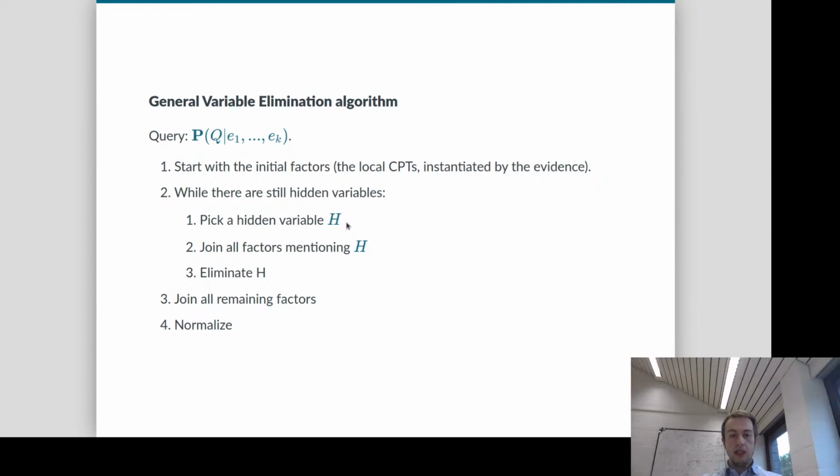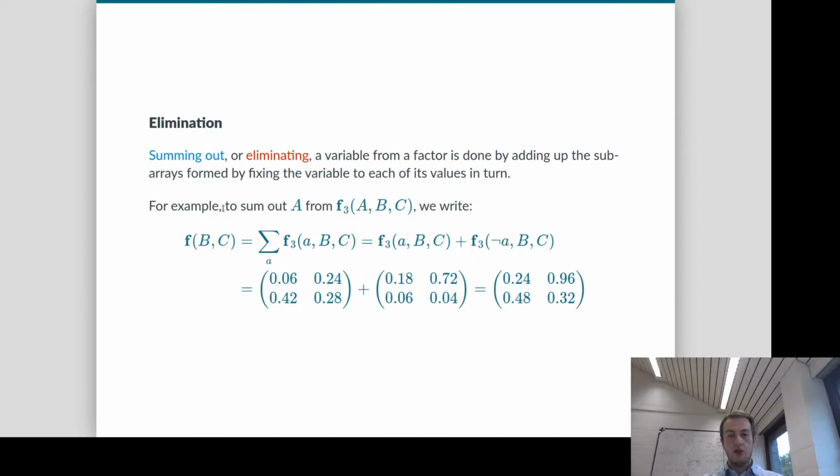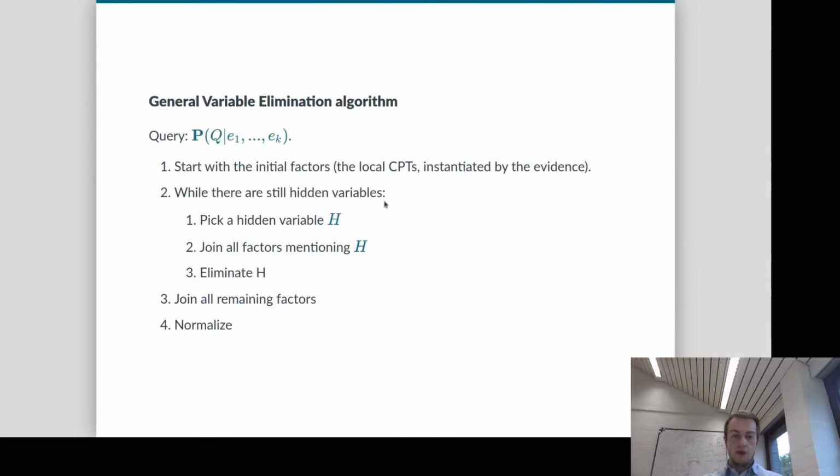Okay, and then since h is a hidden variable, you want to marginalize it out, so you want to eliminate it, and this is what you would do on the factor that results from the previous step. Okay, so this is exactly what we did there when we sum out the variable a from the factor that we just obtained from the join. Okay, so you would repeat that until you no longer have any hidden variables. Okay, and once that's the case, then you are left with a usually short list of factors. You join them all together, and finally you normalize them to obtain the conditional of Q given the evidence.